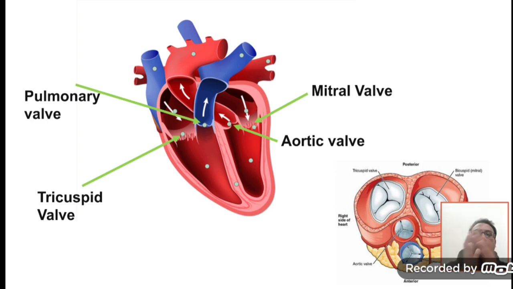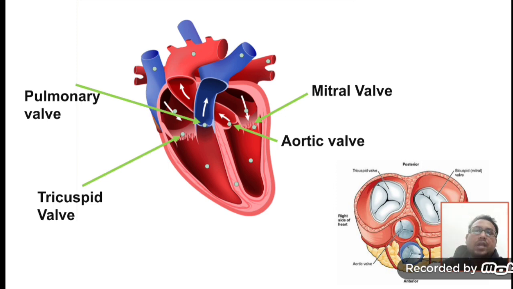Okay, now if we come to the left side of our heart, there we are seeing two types of valves. First is the mitral valve and the second one is the aortic valve. So the mitral valve is also similar to the tricuspid valve. It also allows the blood to go in the downward direction. Okay, then the heart pushes the blood, and then it tends to go towards the aortic valve and then to the rest of our body.